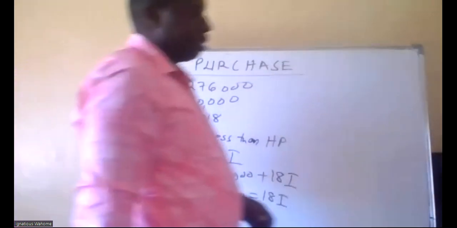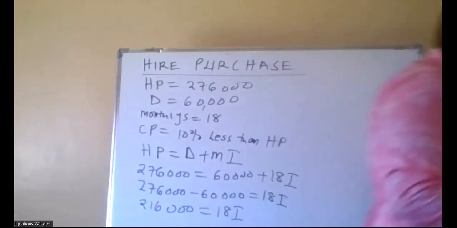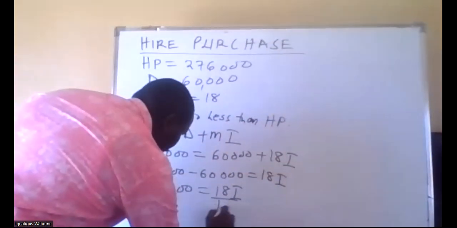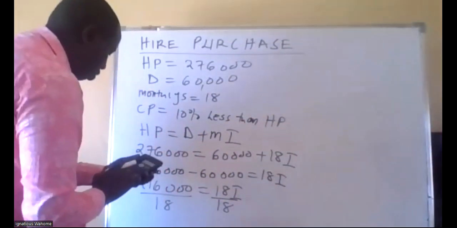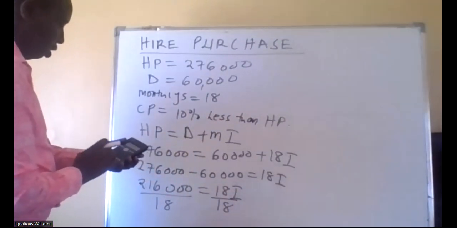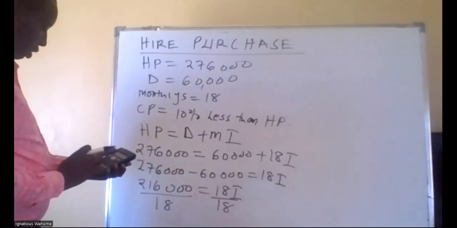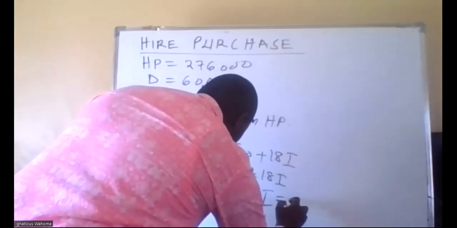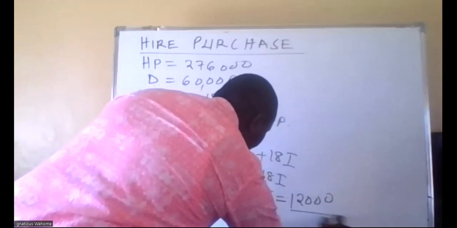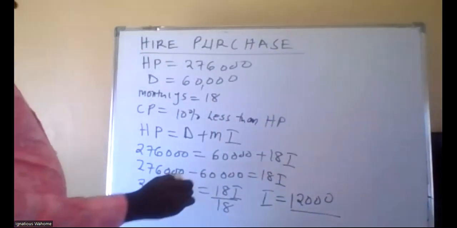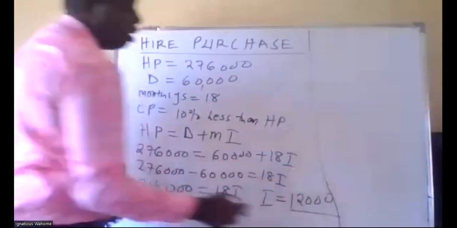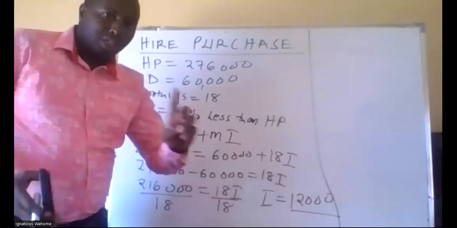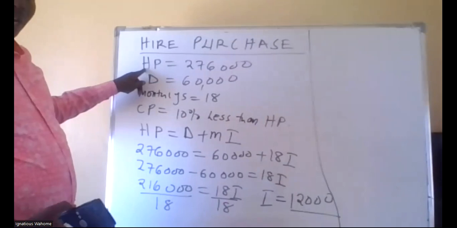So what is each installment? Divide by 18 both sides. 216,000 divided by 18. So each installment I is equal to 12,000. Each installment is 12,000. That's how you calculate each installment, because you are already given the higher purchase price.